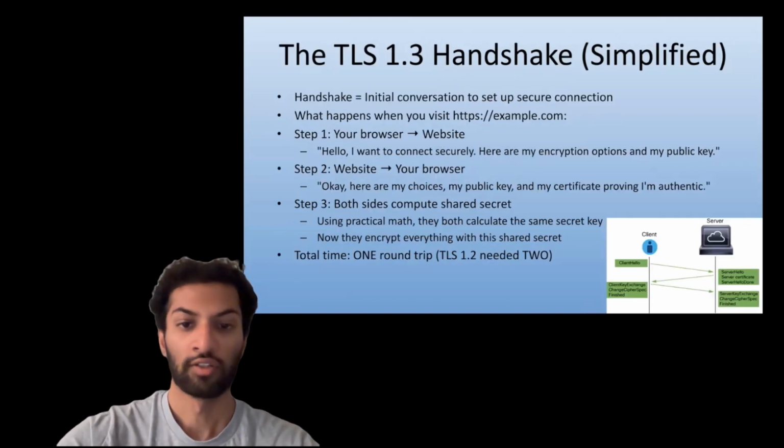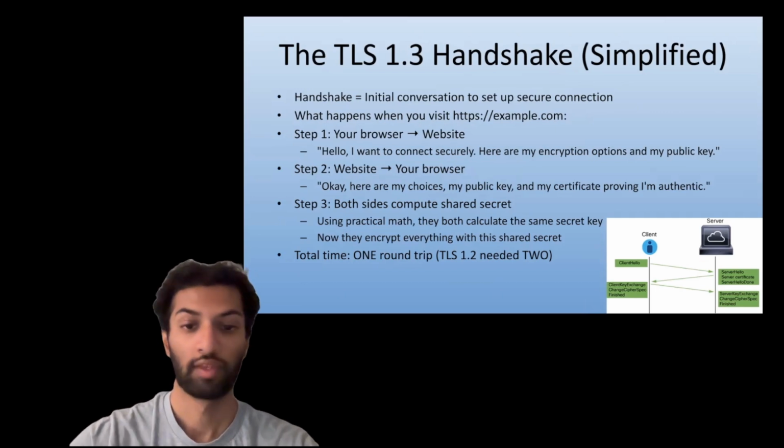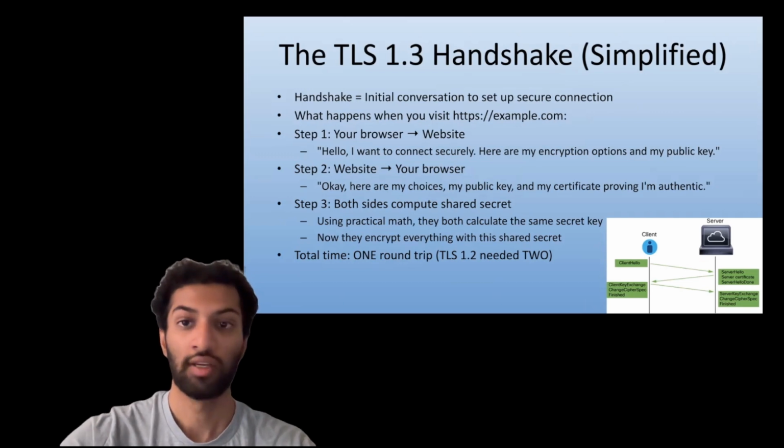When you visit a secure site, there's a handshake to set up encryption. Your browser says, hello, here are my encryption options and my key. The website responds, great, here's my key and certificate proving I'm legit. Both sides compute the same shared secret using math, then encrypt everything with it. That's one round trip, and TLS 1.2 needed two, so this is twice as fast.